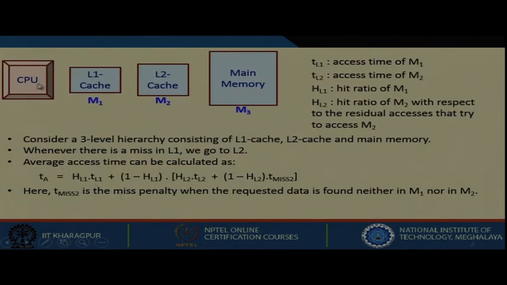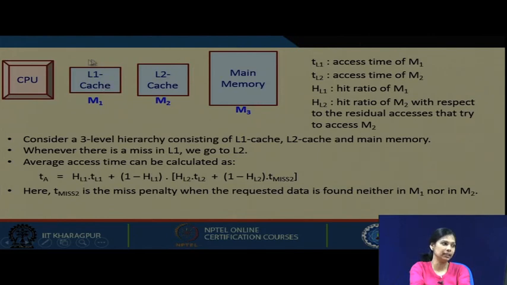Now, let us see this. We have a 3 level memory hierarchy, where TL1 is the access time of M1, TL2 is the access time of M2, and HL1 is the hit ratio of M1. That means the percentage of time the data or instruction is found in L1 cache. HL2 is the percentage of time the data or instruction is found in L2 cache, which is not found in L1 cache, but found in L2 cache. So it is the hit ratio of M2 with respect to the residual accesses that try to access M2.